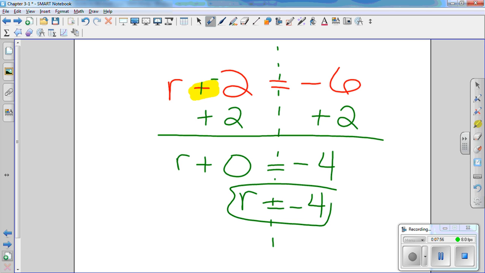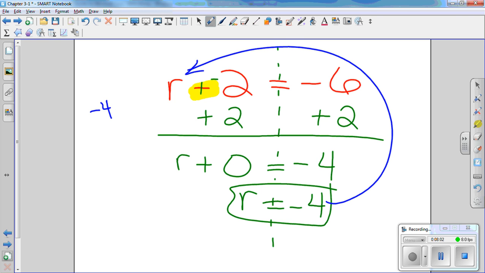Now, we take that negative 4, and we're going to plug it back in for R. We get negative 4 plus or minus 2. Does that equal negative 6? Well, if I have 4 red chips and I add 2 more red chips, how many red chips do I have? Negative 6. So that checks out. So we did an addition, we did a subtraction. Now let's try another one.